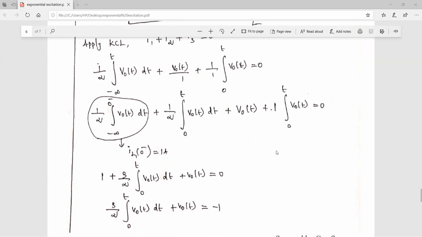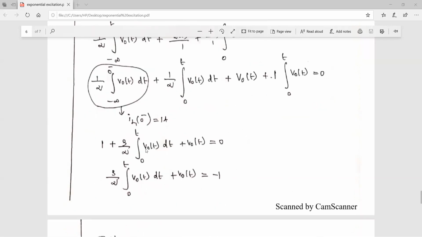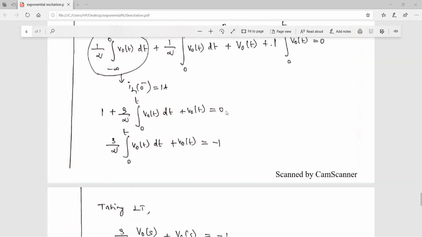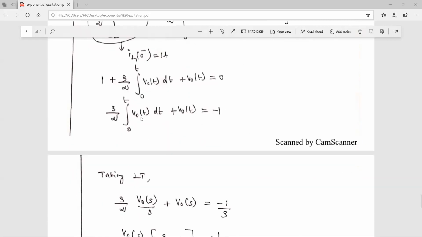Same integration. So here, before that, the constant half is there. Here 1 is there. But you just add these two terms. We will write 3 by 2 into integration of 0 to t V naught of t dt plus V naught of t equal to 0. Okay, the next step, this one you give to the right side, so minus 1. And here our aim, the question, is to find the voltage, not current.